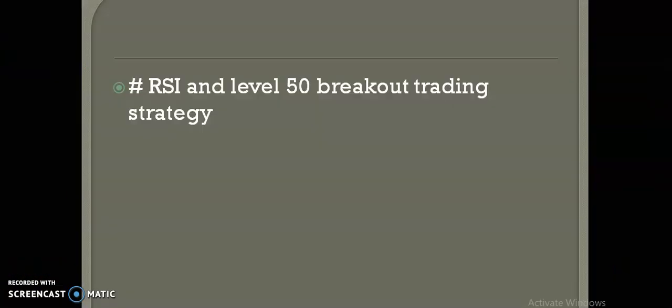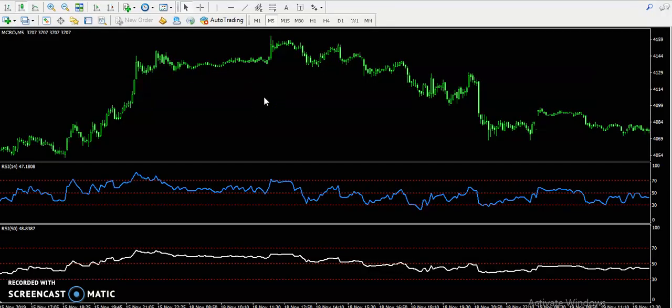Next, number 3 trading strategy, RSI and the level 50 breakout trading strategy. Let me show you in our live chart. Here I'm using two RSIs. One is RSI period 50, and the other is RSI 14. Now we are looking to enter after breaking the 50 level.